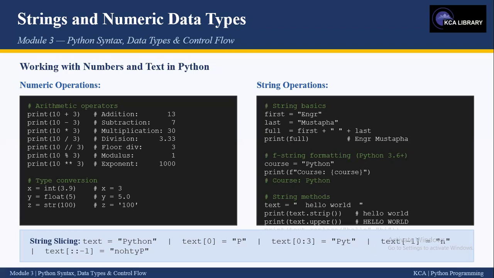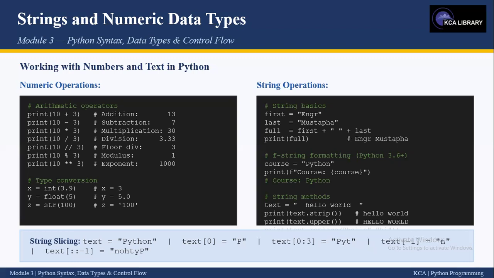So to convert something, that is to convert from one type to another. Let's say x equals int, open bracket, 3.9, that is x equals 3. y equals float 5, that is y equals 5.0. z equals str, open brackets, 100, that is z equals "100".